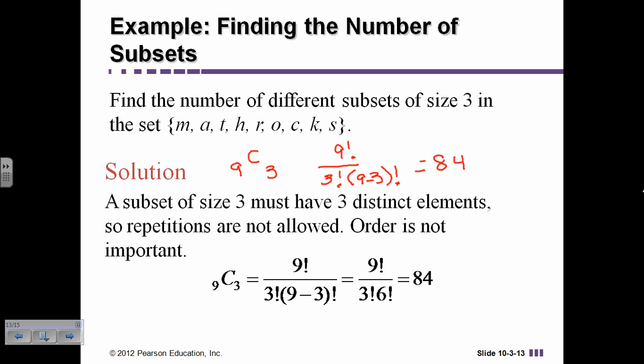What we have here also, another note, repetitions are not allowed. Again, that means that I can't have the letter M 3 times or the letter A 3 times, or I can't have MAM or something like that. And it has to have 3 distinct elements, and order is not important in this situation.